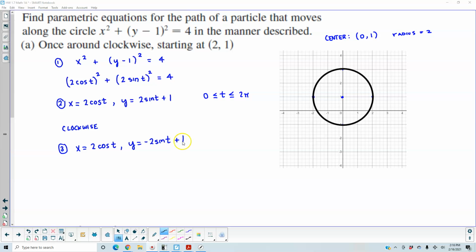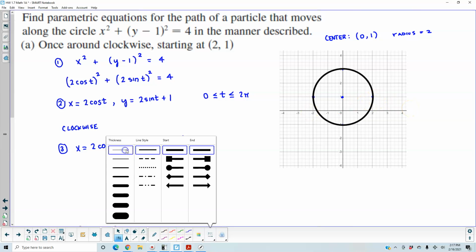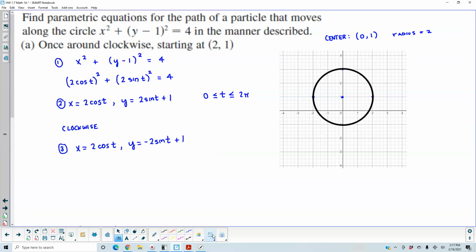So that's how it's going to be able to start to go this direction. And keep in mind here, for the plus 1, we're not going to negate the plus 1, because we need to keep the center of the circle at (0, 1). So the only thing that we negate is the negative 2 sine of t. And so this tells us that we're going to start at (2, 1), and then we're going to go in this direction, clockwise once around the circle.